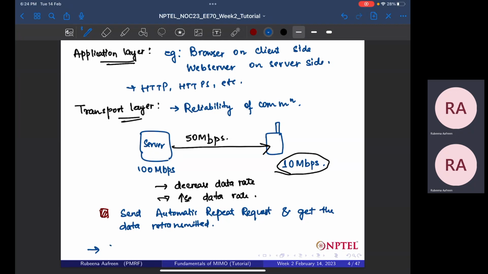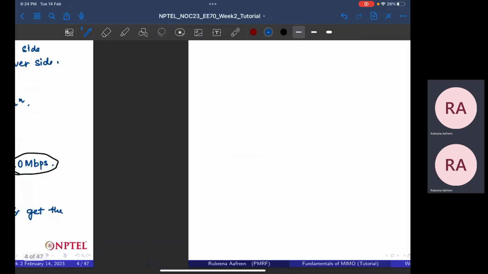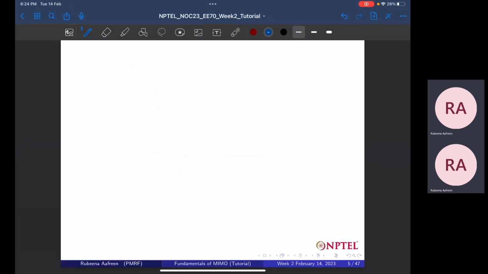Transport layer protocols are like TCP, UDP. I'll explain in brief. So TCP basically provides feedback on whether the data was delivered or not. And UDP does not provide feedback. So UDP is faster than TCP.